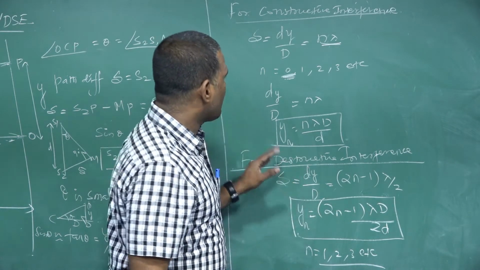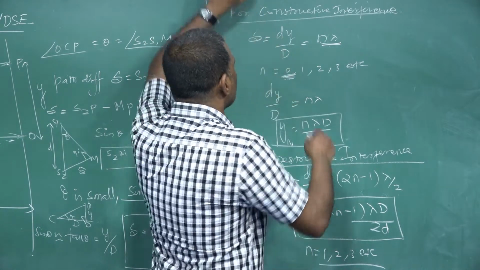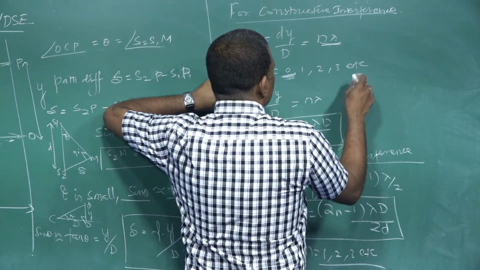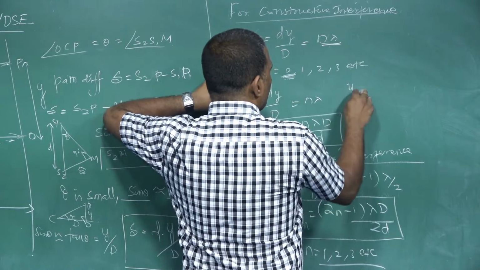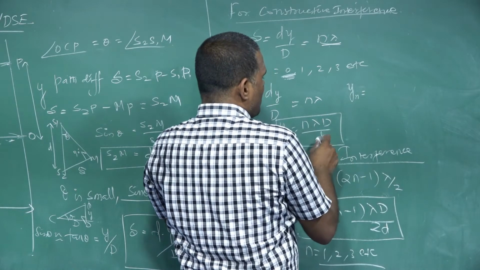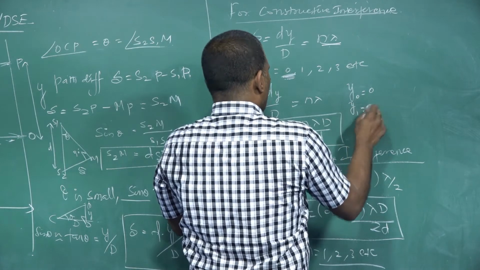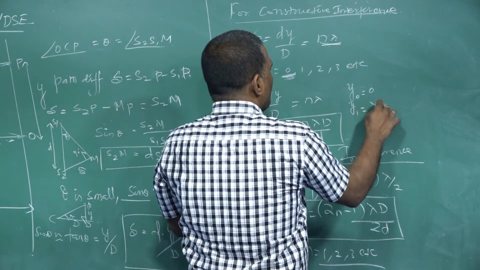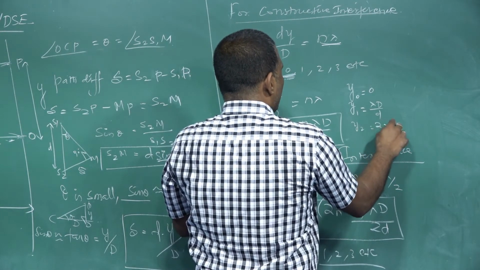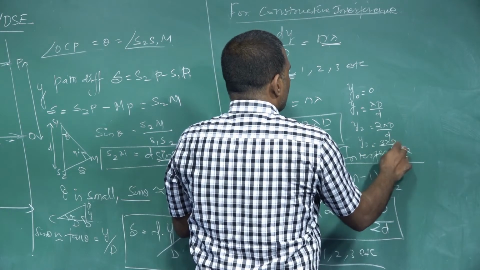So you can say here, if I bring out some values, if I am considering n equals 0, then what will be the value of path difference here? Delta equals 0. Or I can speak about the value of y of n. y of n is equal to 0 into lambda capital D by small d, which is 0 itself. This is for the 0th order. y of 1 is, for n equals 1, lambda capital D divided by small d. y of 2 is equal to 2 lambda capital D divided by small d. y of 3 is 3 lambda capital D divided by small d.